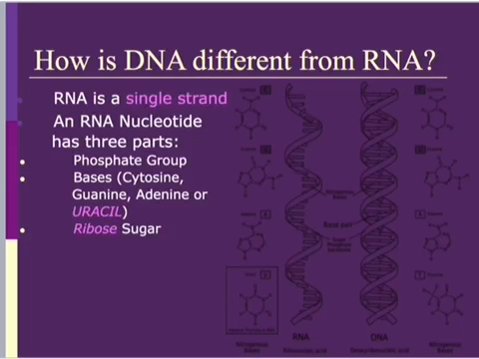And then the other difference with the nucleotide is that instead of having a deoxyribose sugar, like the DNA, we have just a ribose sugar. So there's the difference between D and R. It's not a deoxyribose sugar, it's just a ribose sugar.